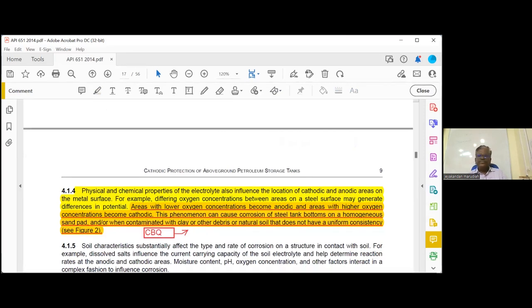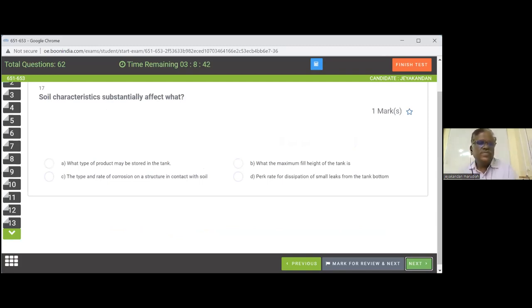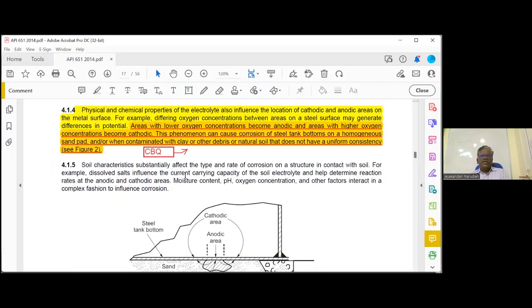Next, what type of product may be stored? The type and rate of corrosion on a structure in contact with the soil. So the answer is this one. Where is it given? 4.1.9. Soil can affect the type and rate of corrosion on structures in contact with the soil. So anything missing, highlight it, we'll highlight it.